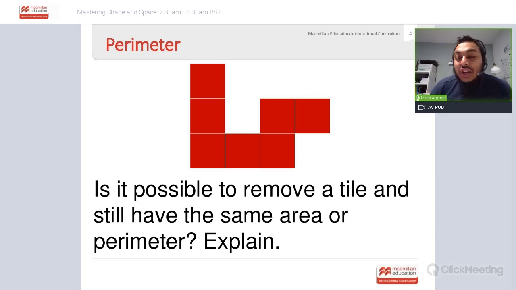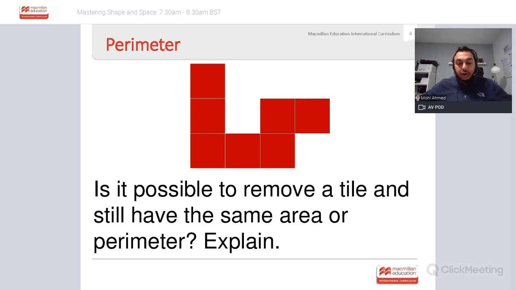It has to be one shape. Yes, Sam, it has to stay one shape. Is it possible? So Ash is saying we can't have the same area or perimeter if we remove one tile. Does anyone disagree with her or agree? Or we're not sure. Okay, Vaishali agrees. Quite a few of us agree with it. Great. I'll give you another minute or minute and a half.